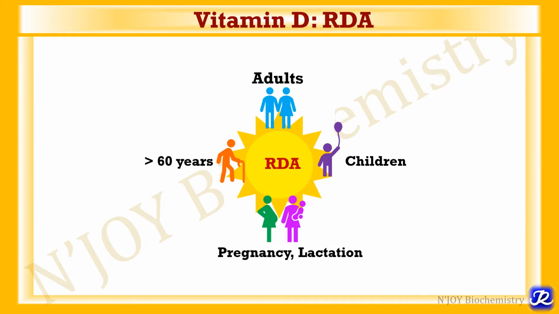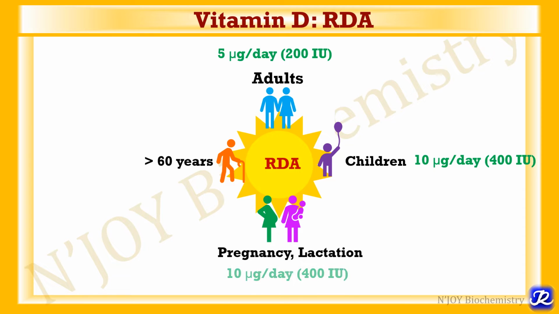What is the recommended dietary allowance for vitamin D? In adults, 5 microgram per day, that is 200 international units, is required. In children, it is 10 microgram per day, that is 400 international units. In pregnancy and lactation, the requirement is also 10 microgram per day, that is 400 international units. And in adults more than 60 years of age, the requirement increases to 15 microgram per day, that is 600 international units.